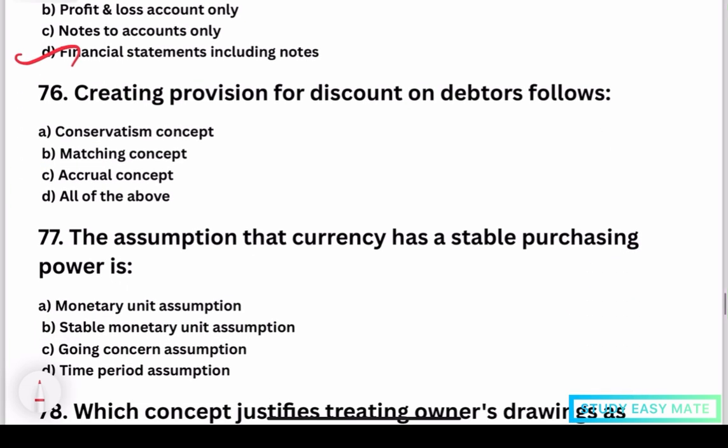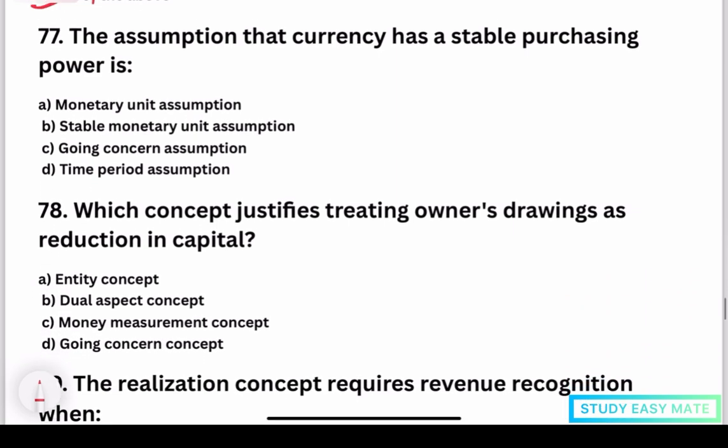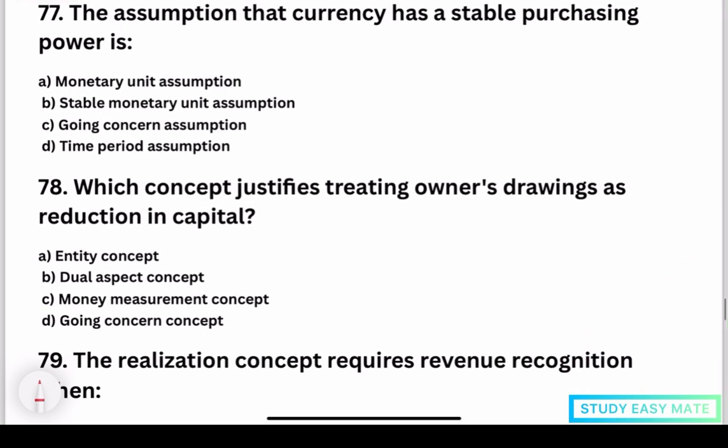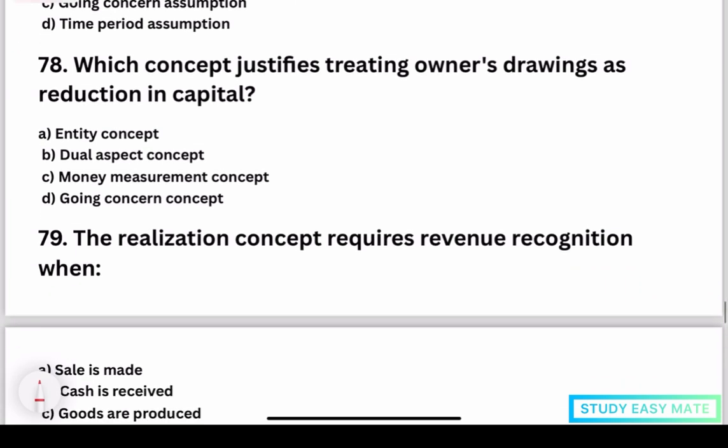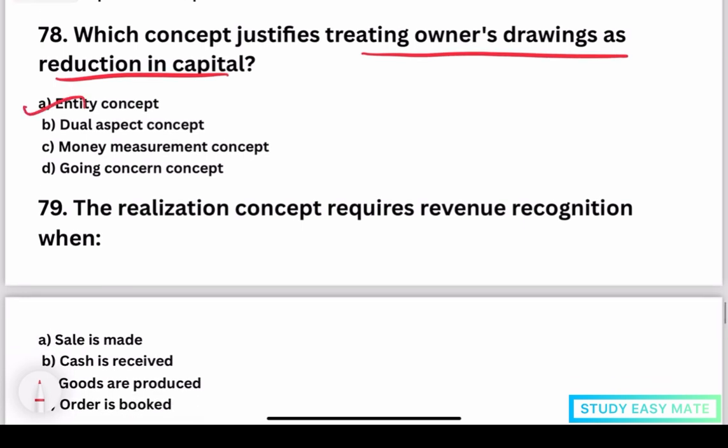So 76, creating provision for discount on debtors follows all the above, because providing for probable losses, I think we have already discussed all this. Just a derivation of the same question again. So 77, the assumption that currency has a stable purchasing power is the stable monetary unit assumption. Which concept justifies treating owner's drawings as a reduction in capital? It is the entity concept, because it views business as separate from the owner, right?